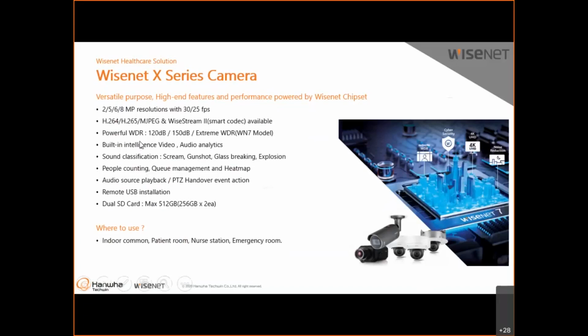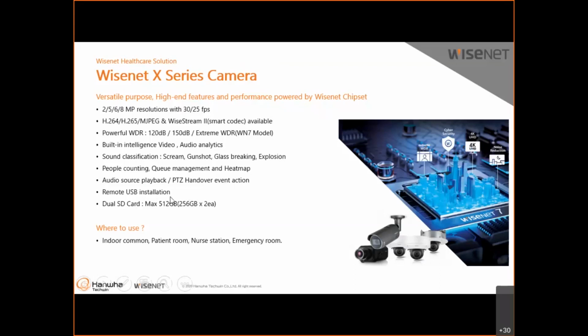And for WDR, the 5 megapixel and 6 megapixel will support 120 dB WDR, and the 2 megapixel will have 150 dB. And we have the Wisenet 7 model, which has extreme WDR, which is cutting edge technology. And these models have built-in intelligent video and audio analytics, and every analytic is built-in with no license, and you don't need to install any application. It just comes with the camera.